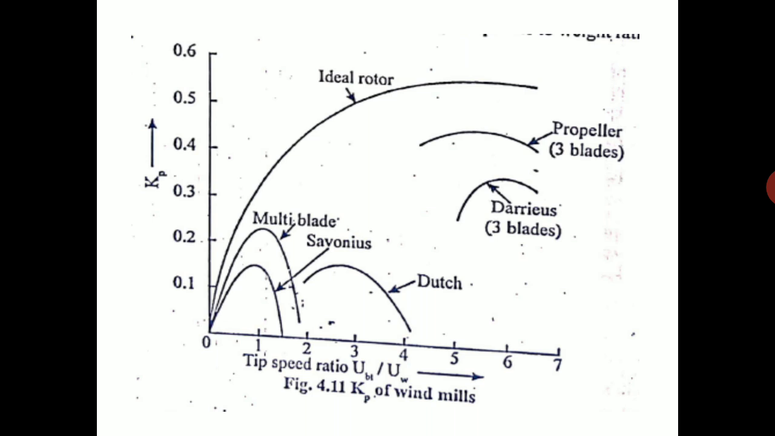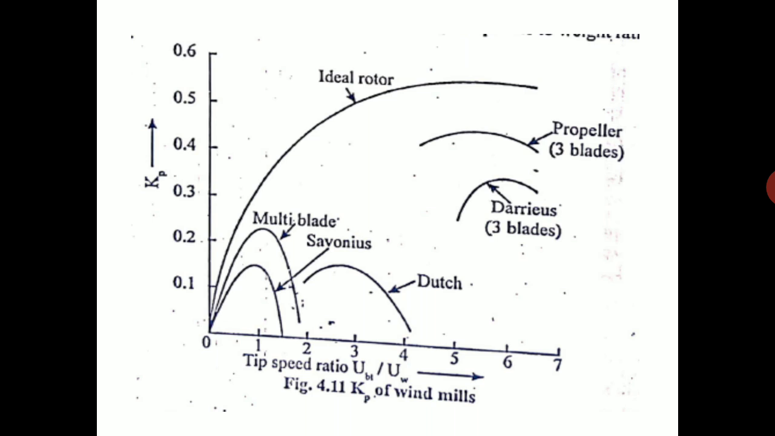But you can see the Savonius and Dutch types have a coefficient of performance of much less than 0.2, meaning only 20% efficient. If the wind has an energy of 100%, the power which this Savonius, multi-blade or Dutch type turbine can develop is only 20 to 25%. Whereas the horizontal axis wind turbines, the propeller ones with 3 blades, have almost 40 to 45% efficiency. You can see from the graph, and that is why they are very popular.